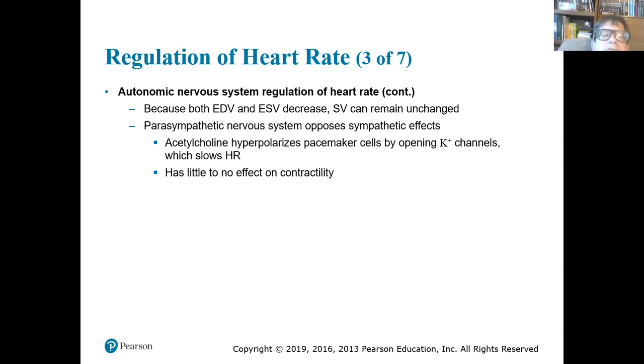Parasympathetic, the opposite of the sympathetic. If we think of the sympathetic as fight or flight, parasympathetic would be feed or breathe. This is when you're relaxed. This will oppose sympathetic effects. Acetylcholine could hyperpolarize the pacemaker cells by opening potassium channels. That would slow the heart rate down.